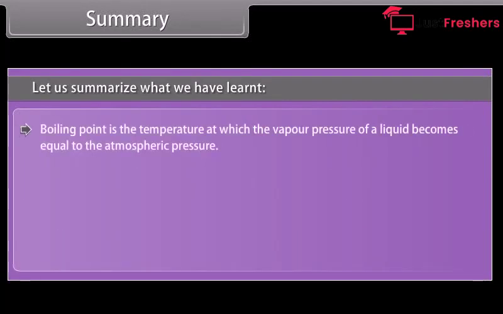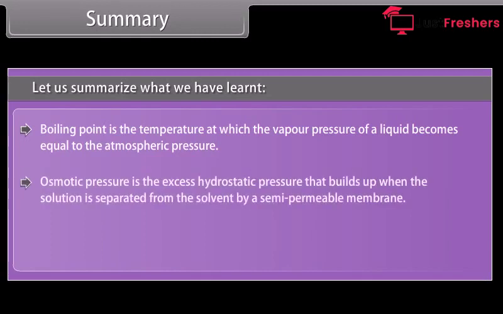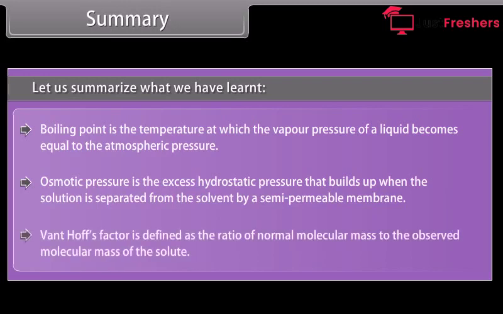Boiling point is the temperature at which the vapor pressure of a liquid becomes equal to the atmospheric pressure. Osmotic pressure is the excess hydrostatic pressure that builds up when the solution is separated from the solvent by a semi-permeable membrane. Van't Hoff's factor is defined as the ratio of normal molecular mass to the observed molecular mass of the solute.